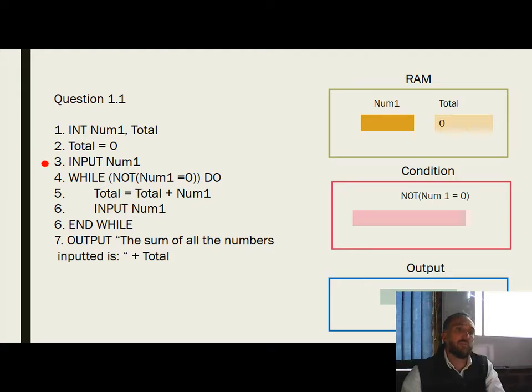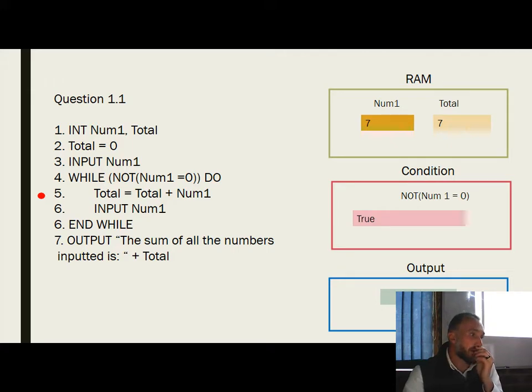Num1, let's say you're going to enter in, give me an input, any number? 7. Okay. So we now go while not num1 equals to 0 do. Is that true or false? True. Okay, so we go to the next line. Total is equal to total plus num1. What does total then become? Okay, so it becomes 7. Now it goes down to the next line.